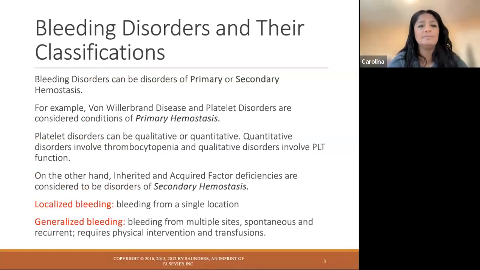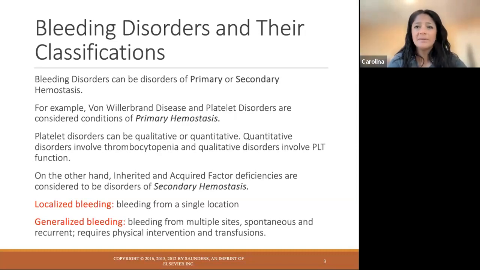So bleeding disorders can be disorders of primary or secondary hemostasis. For example, von Willebrand disease and platelet disorders are considered to be conditions of primary hemostasis. And platelet disorders can be qualitative or quantitative. Quantitative platelet disorders involve thrombocytopenia, and qualitative involve issues with the function of the platelet. On the other hand, inherited and acquired factor deficiencies are considered to be more of the secondary hemostasis disorders. So they're a little bit more harsh, I would say, and there's a difference between them.